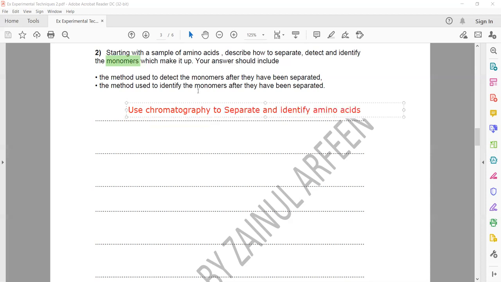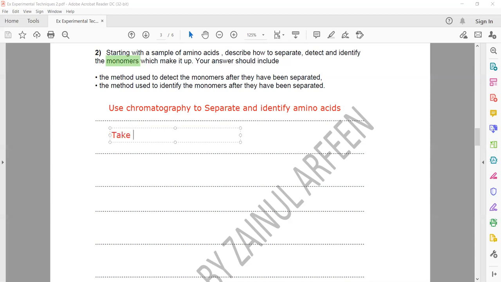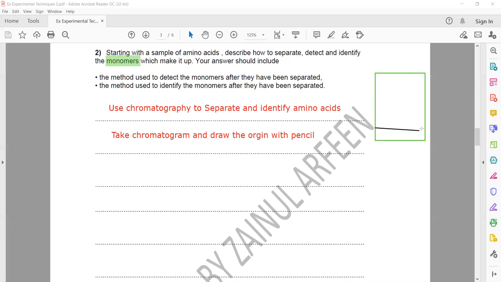And how can it be done? So practically how do we carry this out, how do we identify the types of the amino acids? First we will use a chromatogram. The paper is called a chromatogram, and draw the origin with pencil. So I will draw at the same time. So what we did now, we took a chromatogram, this paper is called a chromatogram, and then we draw the origin with pencil. So the origin is drawn with pencil.